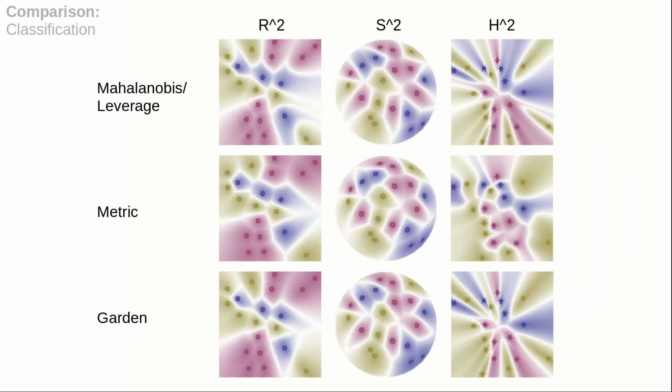Next, we illustrate differences between the types of distance vectors using examples. Here, the images show the classification result and confidence level defined by a collection of labeled points in the two-dimensional Euclidean space, the sphere, and the hyperbolic space. The classification method is nearest neighbor using Mahalanobis distance, metric distance, and garden distance. In case of the metric distance, the classification corresponds to the Voronoi partition.